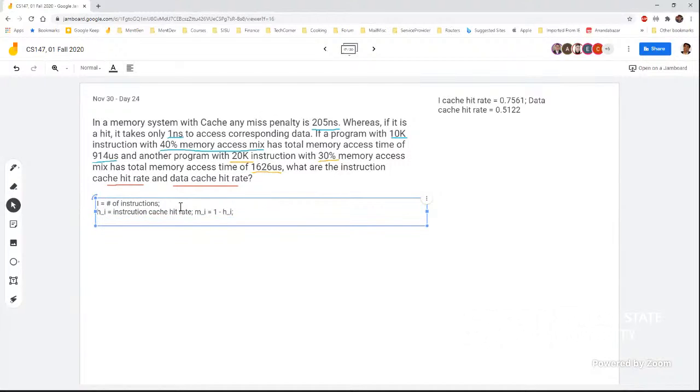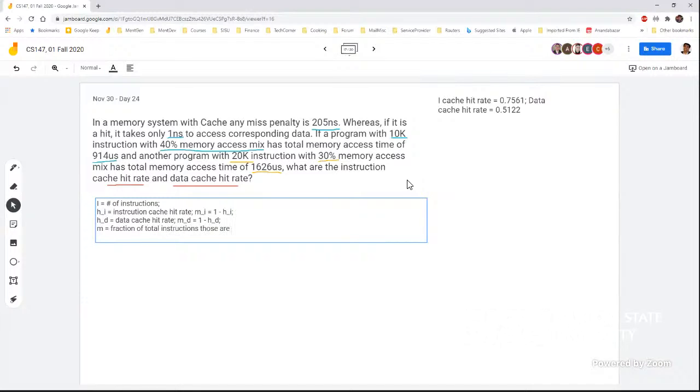Now, similarly, we can do it for the data cache. Let's assume this parameter, HD, is the hit rate for the data cache. So the miss rate for the data cache will be 1 minus the hit rate of the data cache. And then M, let's say, is a fraction of total instructions.